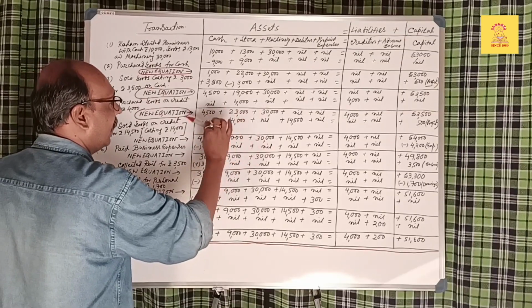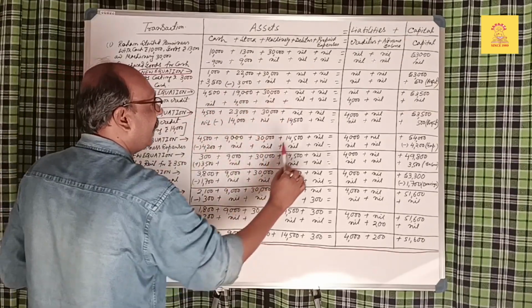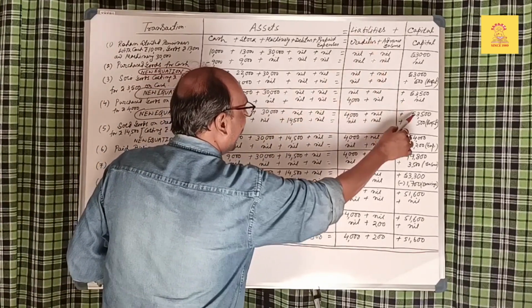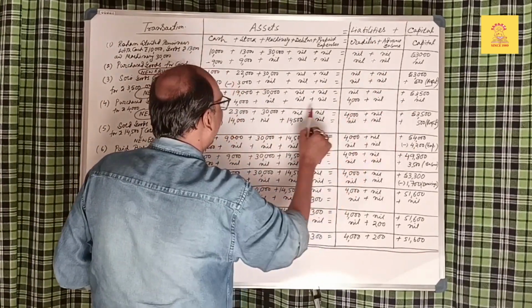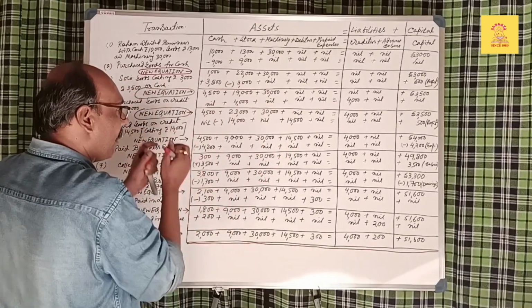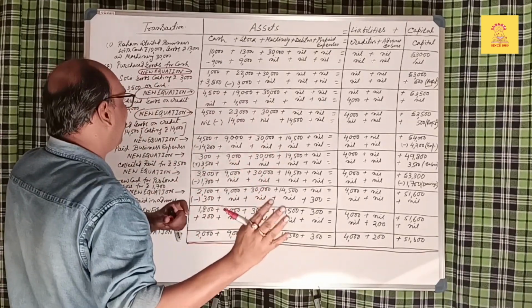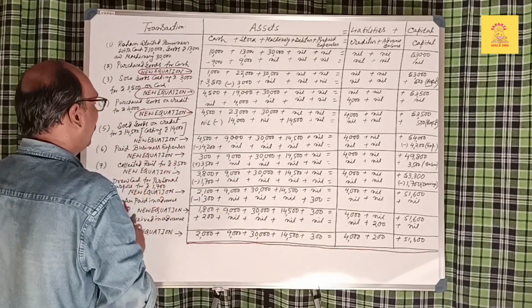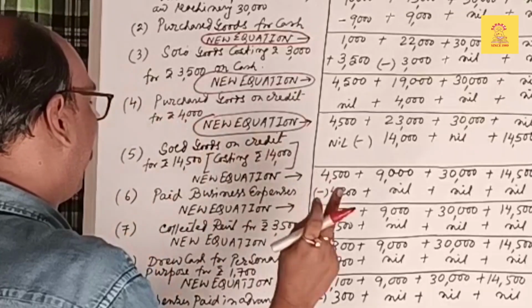4,500, 23,000. If you add the asset sides, you will get the same thing. Liability is equal to capital. The same result follows, the same answer, the sum total is exactly the same. Next case, transaction number 5.